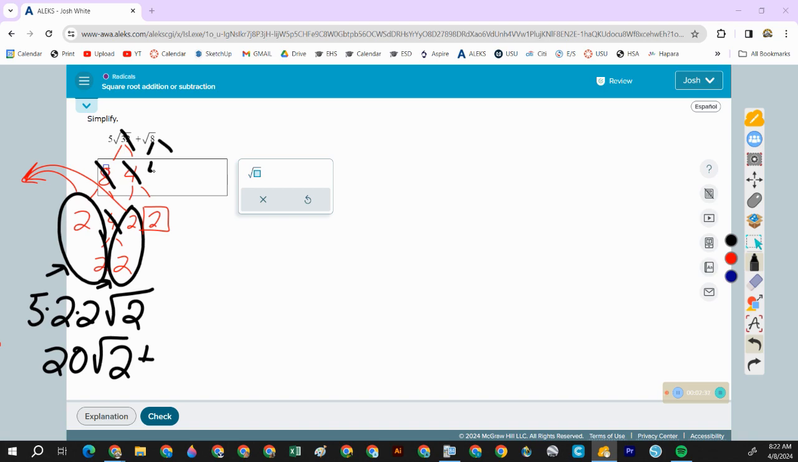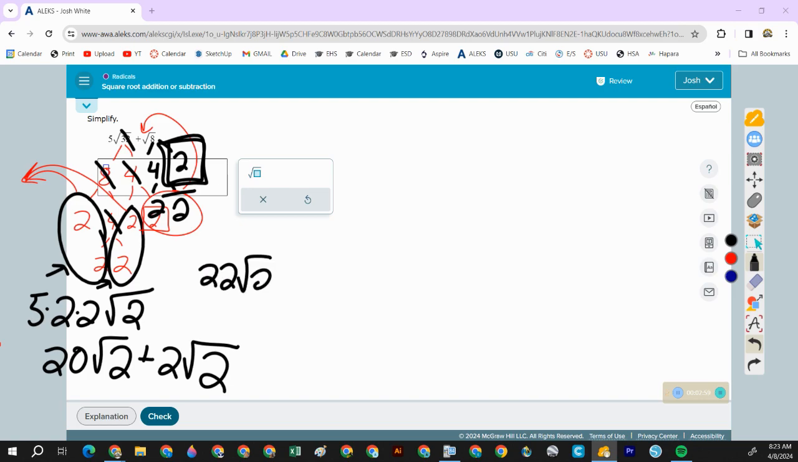So the next one, 4 and 2, 2 and 2. I have one set of 2's. That goes to the front. And then this 2 got left behind. So now I have 20 root 2 plus 2 root 2. Those are now like terms. Together they make 22 root 2. Does that make sense? Do you want to see another one of those? Yeah.